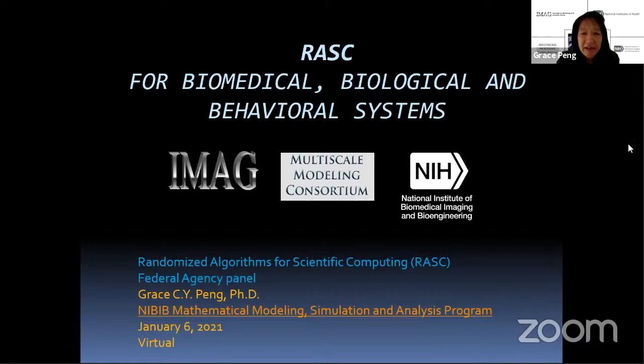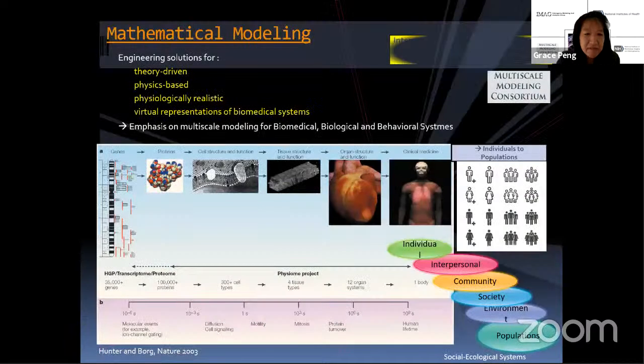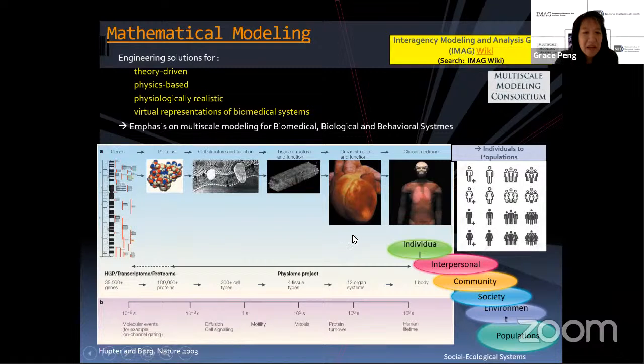So the next slide, let me see, okay. The first slide describes the mathematical modeling program, which really is to provide engineering solutions for theory-driven, physics-based, and physiologically realistic virtual representations of biomedical systems. So it's really promoting the development of mathematical models, mechanistic models, deterministic models, models to understand the biology. And this figure below shows the biology of the human body, from genes to cells to organs to tissues to whole body, all the way up to the social ecological systems going into the population arena of models.